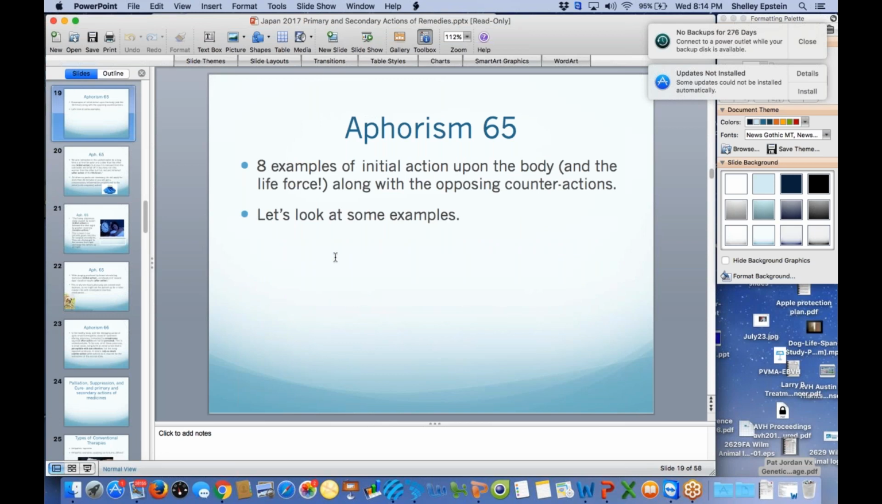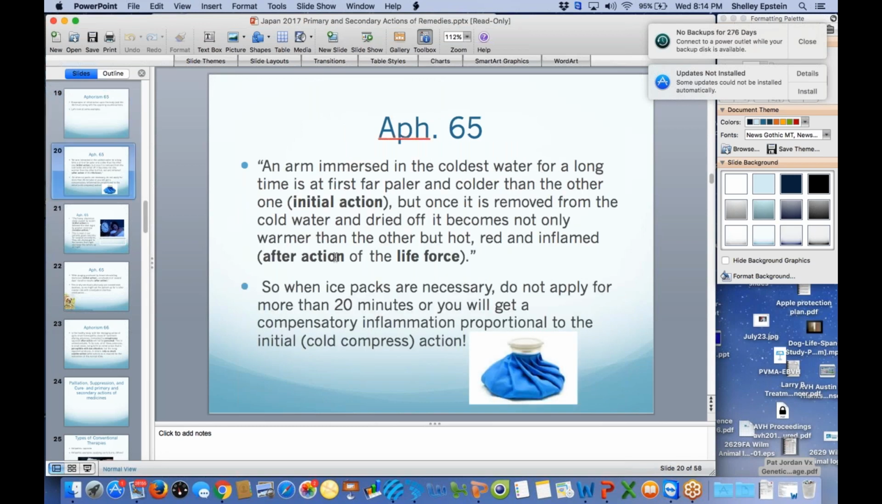And then aphorism 65, Hahnemann gives 8 examples of the initial action upon the body and the life force, along with opposing counteractions. I'm only going to go through some of the examples, the ones that have direct relevance to veterinary medicine. So an arm immersed in the coldest water for a long time is at first far paler and colder than the other one. That's the initial action. But once it's removed from the cold water and dried off, it becomes not only warmer than the other, but hot, red, and inflamed. So that is the after action of the life force.